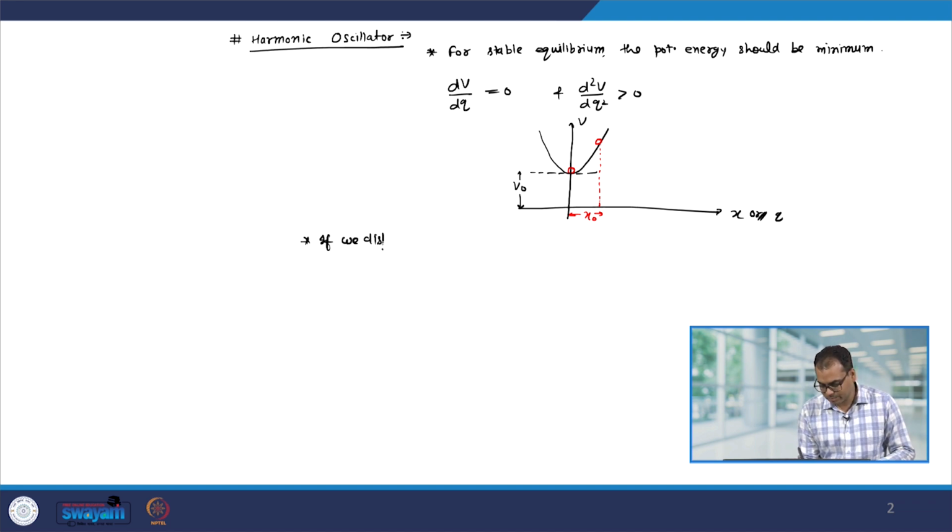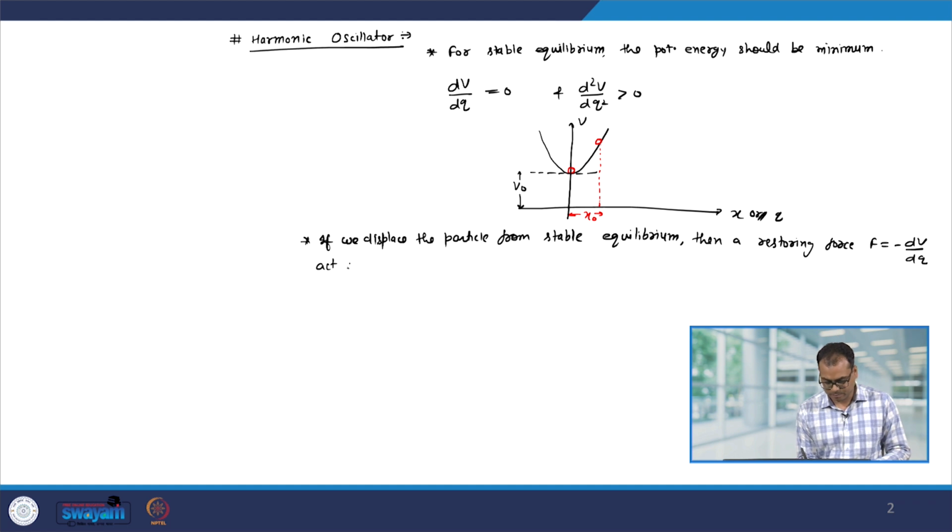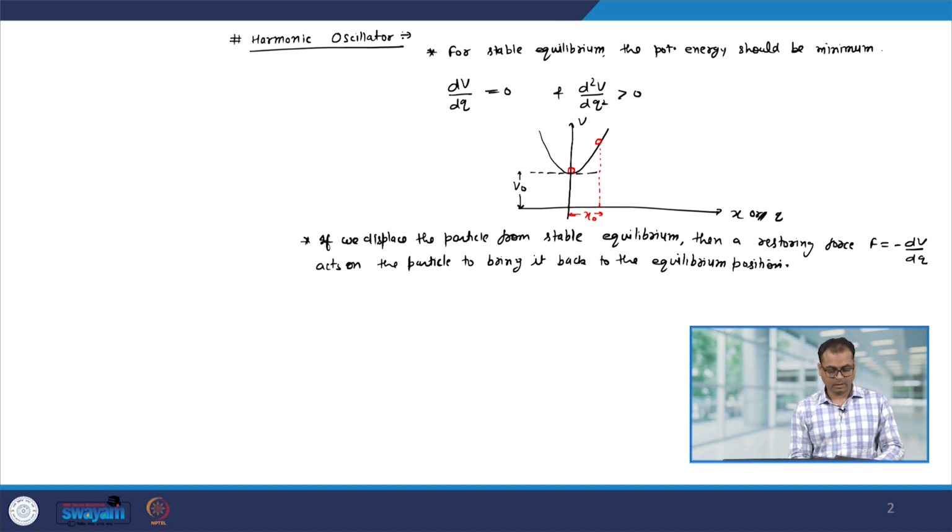If we displace the particle from a stable equilibrium, then a restoring force, and the value of the restoring force will be minus dV by dq, okay, F equal to minus dV by dq, will act on the particle to bring it back to the equilibrium position. Okay.